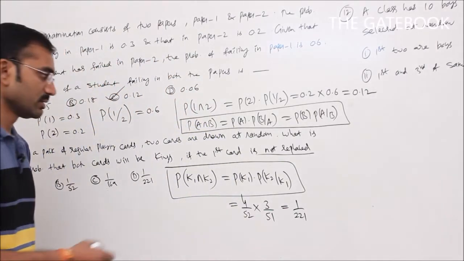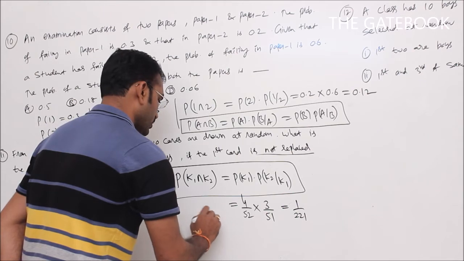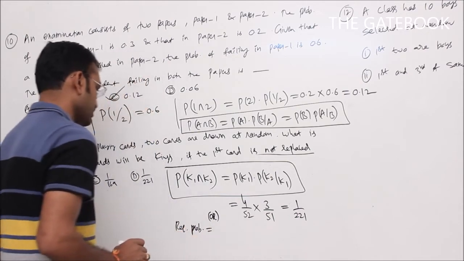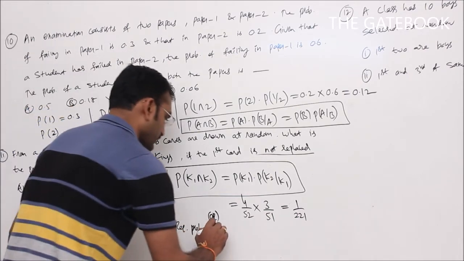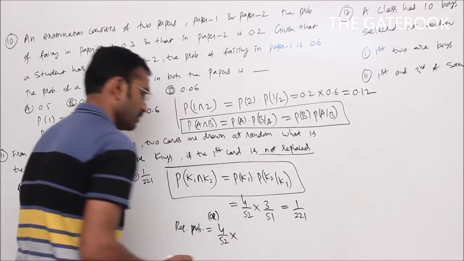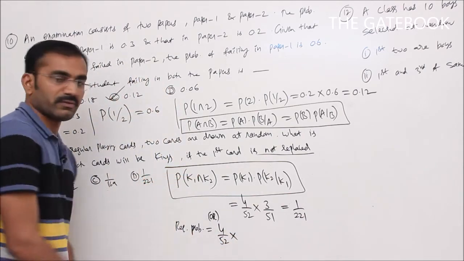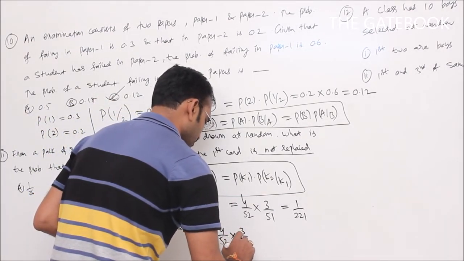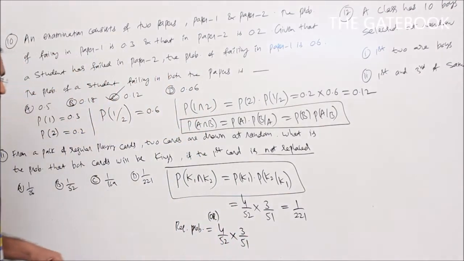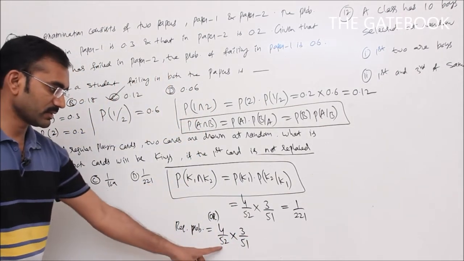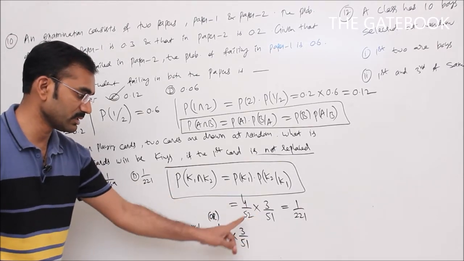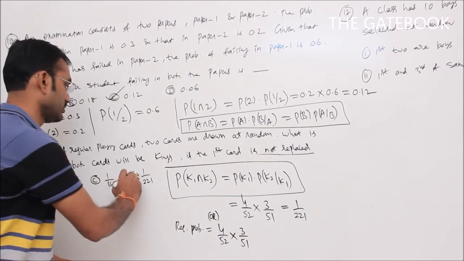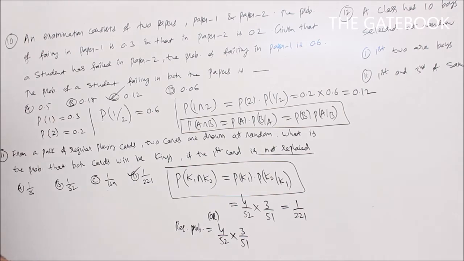1 by 221. We can go for this formula directly. What is the required probability? I can write it like this: the probability of drawing the first king card is 4 by 52 into, without replacement, means there are only 3 king cards remaining, so there will be only 3 by 51. So that formula indicates this only, 4 by 52 into 3 by 51. So we'll get finally option D, 1 by 221.